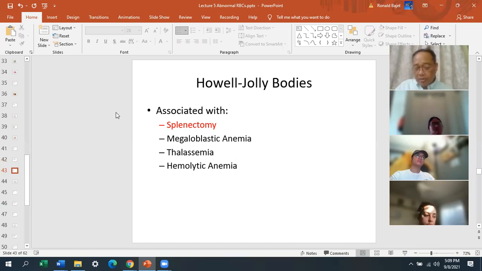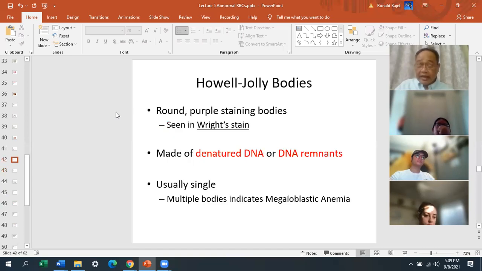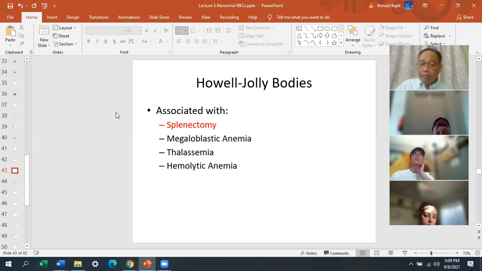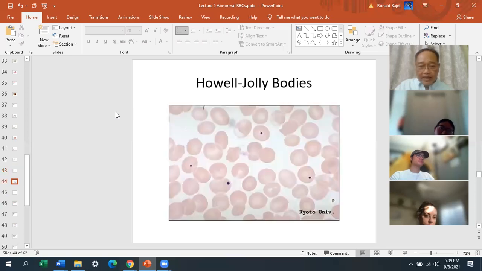Okay, so Howell-Jolly bodies are denatured DNA that's normally taken out by the spleen, but without the spleen, you'll be able to see them. And that's what they look like. Small, perfectly round black marbles. This is a nice, good one here. Okay, small and perfectly round. I think you'll see Howell-Jolly bodies in the laboratory.